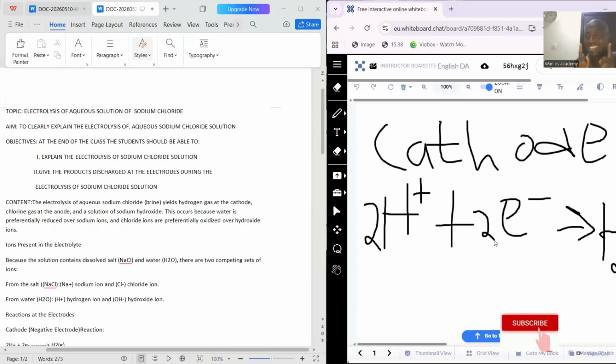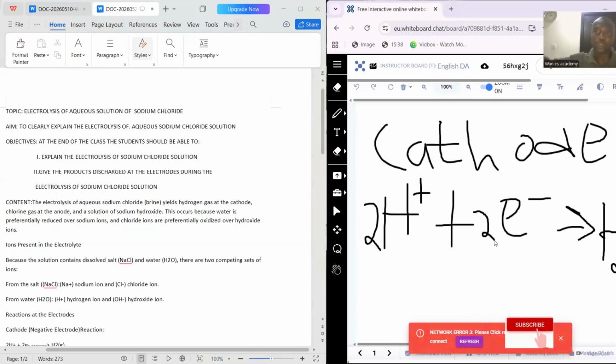Now recall that at the cathode, both the hydrogen ion and the sodium ion will migrate to the cathode because they are both positively charged, since the cathode is a negative electrode. However, the hydrogen ion is preferentially discharged over the sodium ion, since the hydrogen ion is less electropositive than the sodium ion. So that is why the hydrogen ion is preferentially discharged in preference to the sodium ion. So hydrogen gas is what is produced at the cathode.